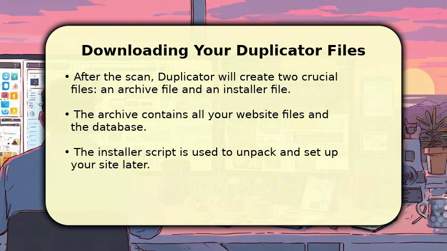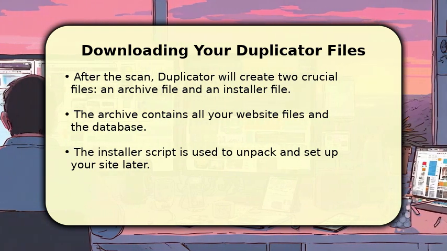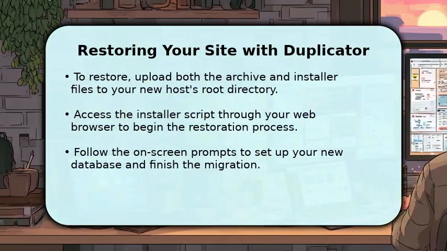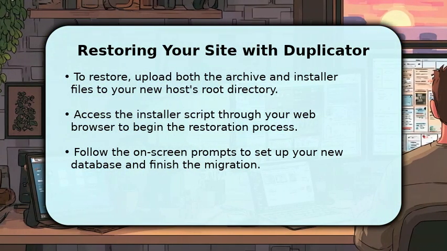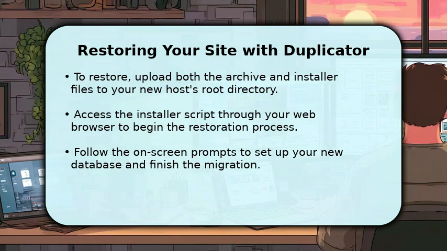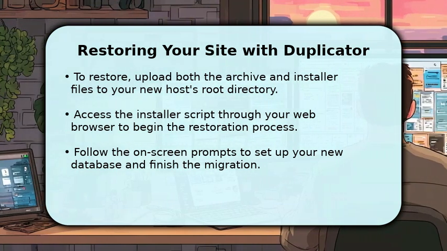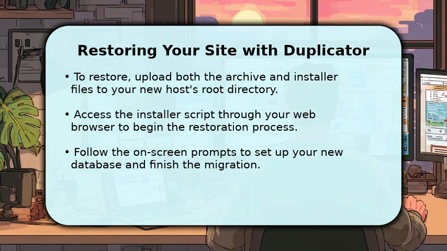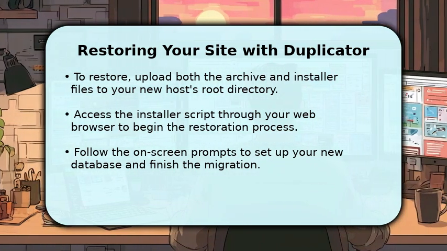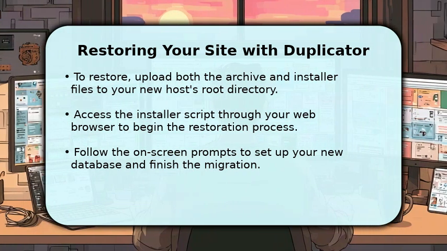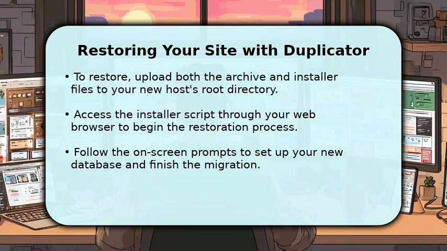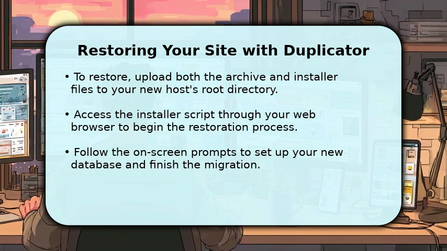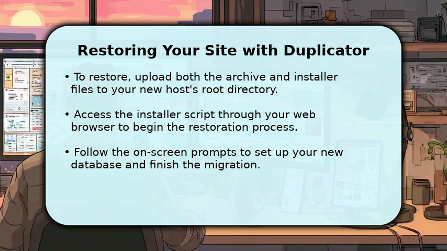Carefully download both of these files to a safe, easily accessible folder on your local computer. To restore your site, simply upload both the archive and the installer.php files to the root directory of your new web hosting. Then, navigate to the installer.php file in your web browser to launch the Easy Setup wizard. Follow the clear, step-by-step instructions to connect to your new database and complete the migration process.